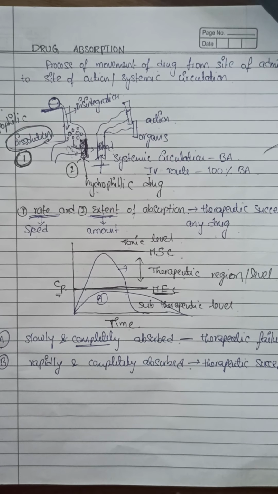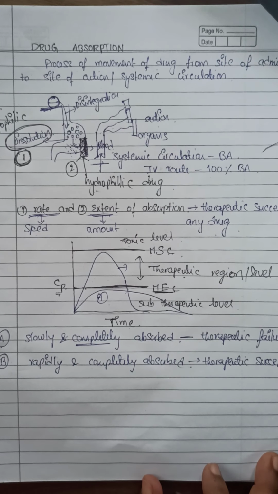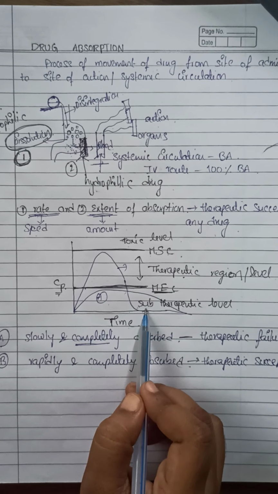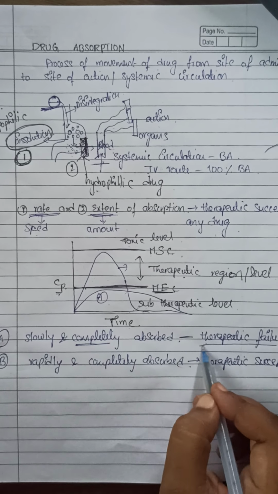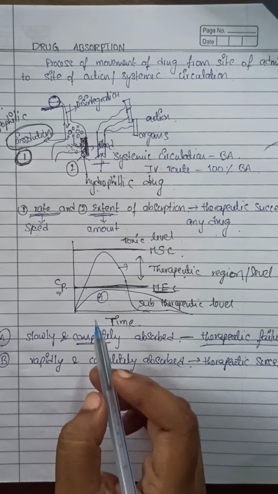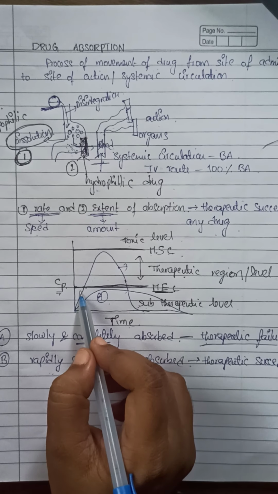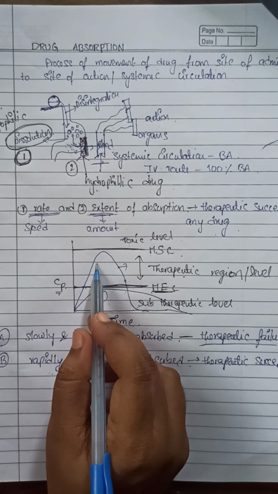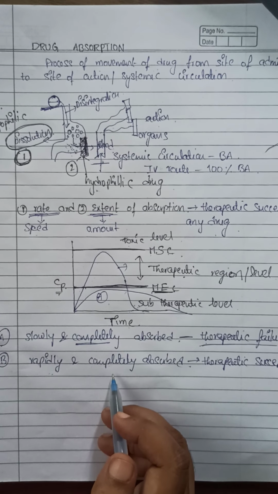So here if any drug is slowly absorbed, even though it is completely absorbed, it is present within the subtherapeutic level, which indicates there won't be any pharmacological action. It indicates that there is a therapeutic failure of the drug. Whereas another drug which is rapidly and completely absorbed rapidly crosses the minimum effective concentration and enters into the therapeutic level and shows the pharmacological action. So here it indicates the therapeutic success of the drug.